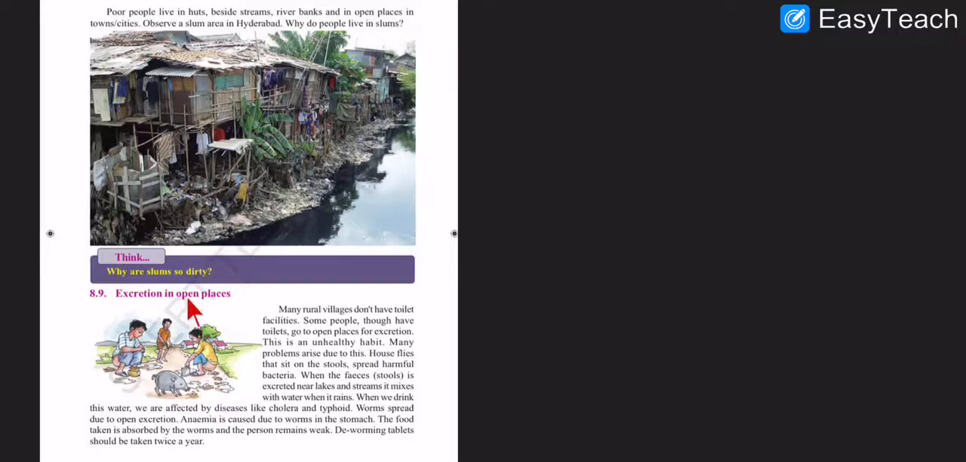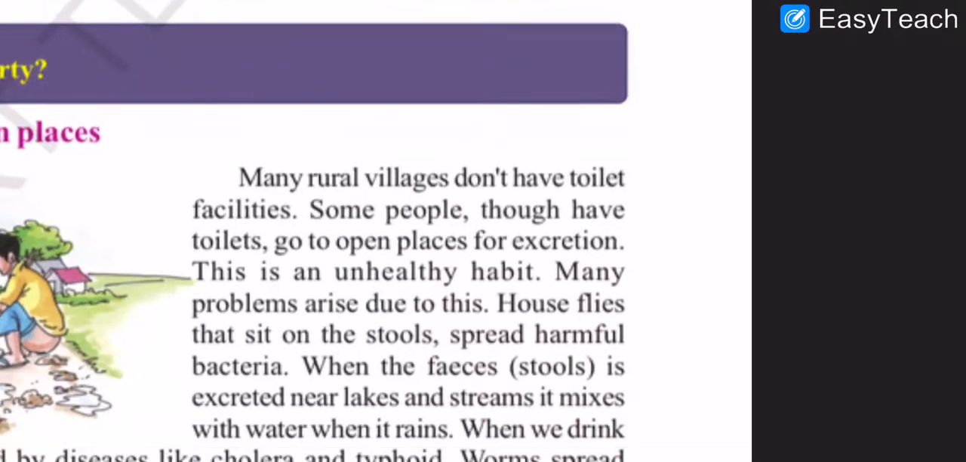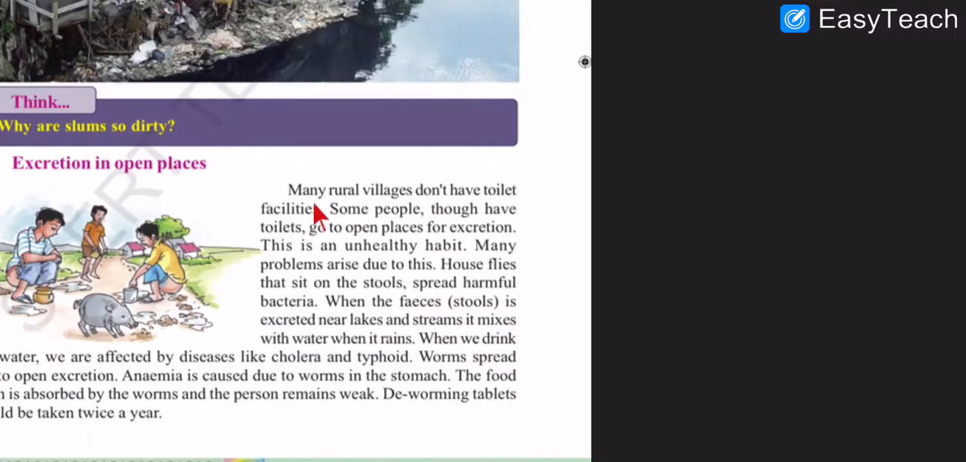Next side heading, excretion in open places. Many rural villages don't have toilet facilities. Some people, though they have toilets, go to open places for excretion. This is an unhealthy habit. You can see the picture. Many problems arise due to this.